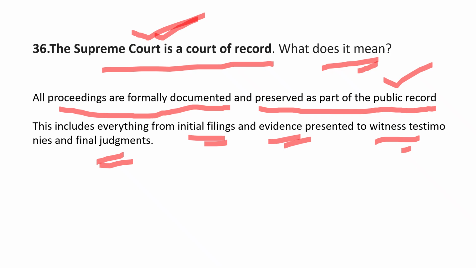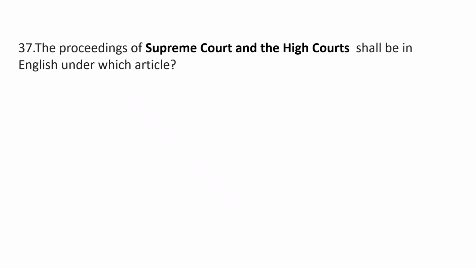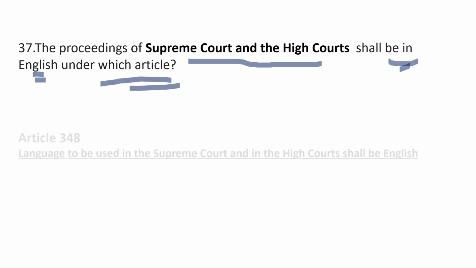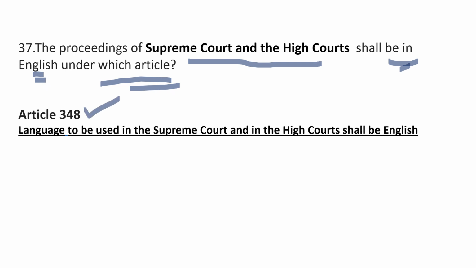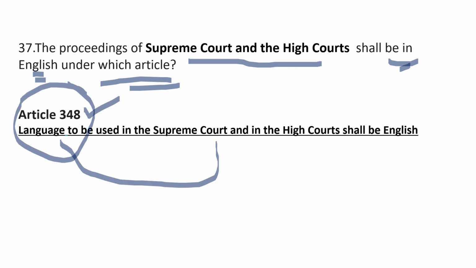Next question. The proceedings of the Supreme Court and High Courts shall be in English. Under which article? The answer is Article 348. Under Article 348, the language to be used in the Supreme Court and High Courts shall be English.